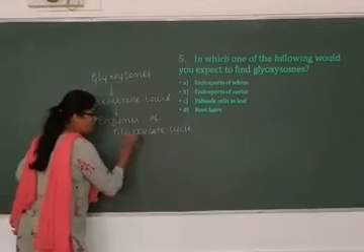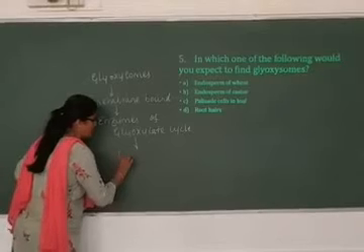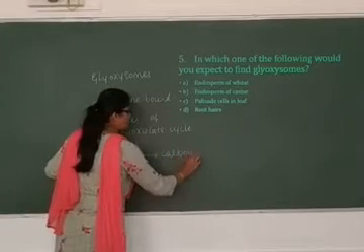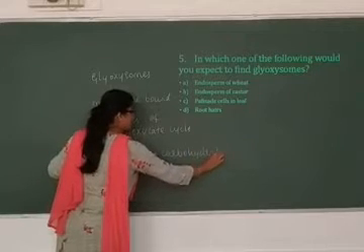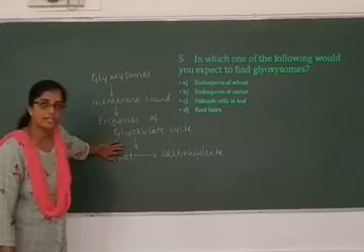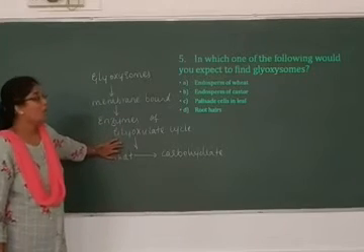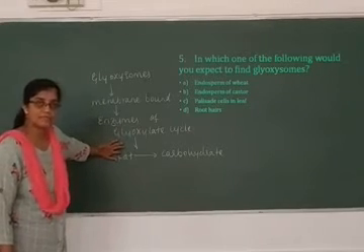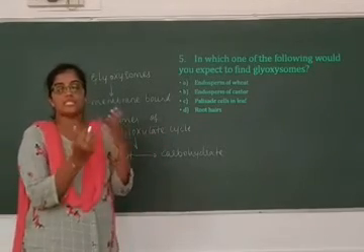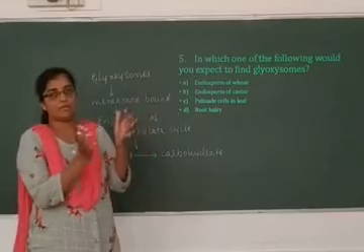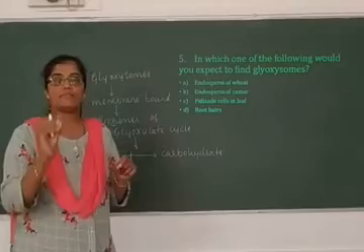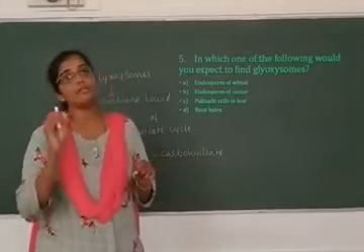Glyoxylate cycle operates to convert fat into carbohydrate. Obviously, now you can guess. If the very function of the glyoxylate cycle is to convert the fat into carbohydrate, that means the glyoxysome should be present in the part of the plant body that is rich in fat.